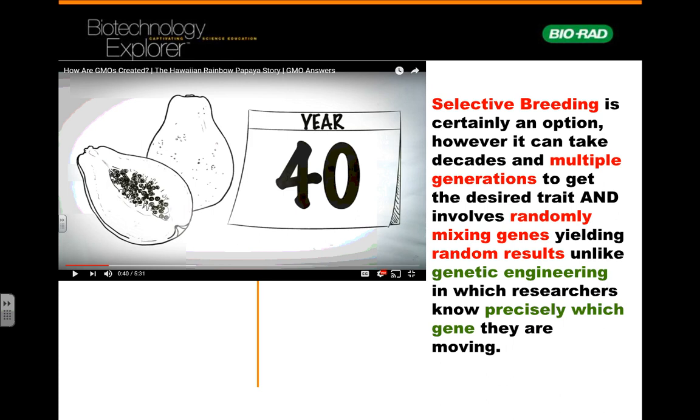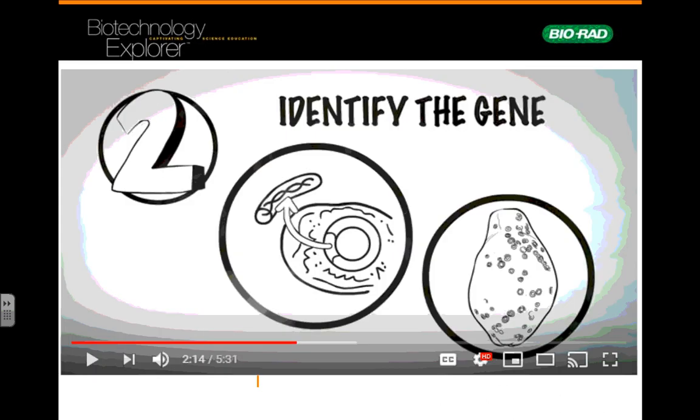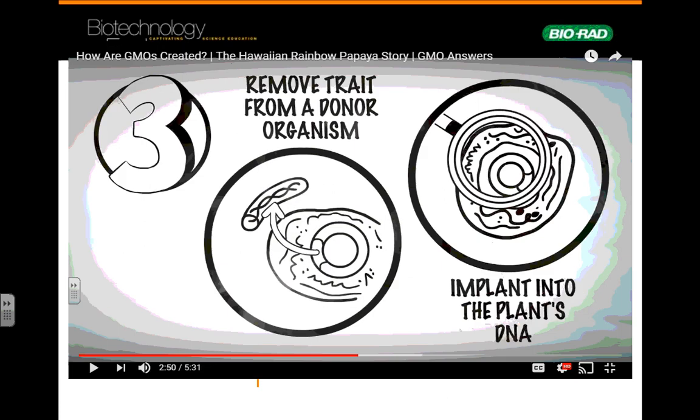That takes time. In genetic engineering, we know exactly which gene we're moving, and we can study the effect of that specific gene on the next generation. In some ways, a much more controlled experiment. You have to identify the gene. In this case, what they did was they identified that there's a gene that they could take from the virus itself and put that into the papaya. By doing this, the plant would become resistant, almost like giving it a vaccination.